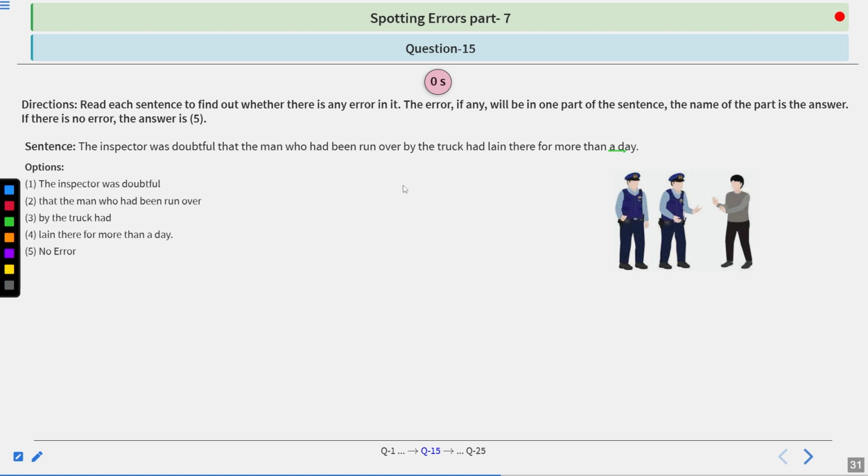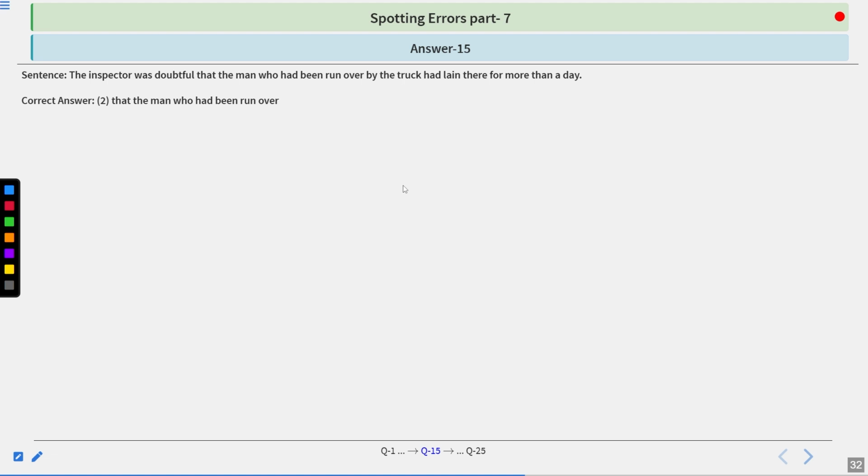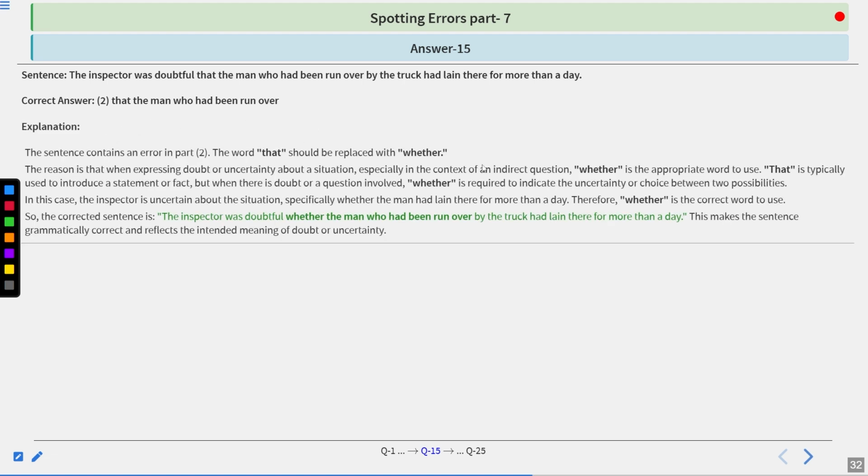I hope you have answered. Let's look at the correct answer. The correct answer is "that the man who had been run over". Let's look at the explanation. The word "that" should be replaced with "whether". The reason is that when expressing doubt or uncertainty about a situation, especially in the context of an indirect question, "whether" is the appropriate word to use.